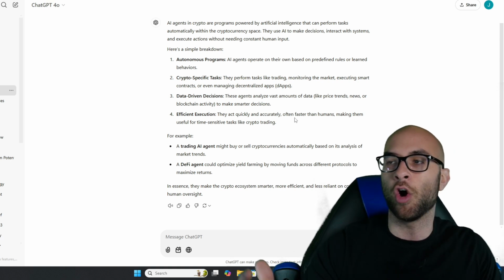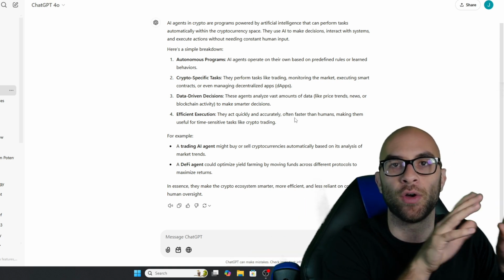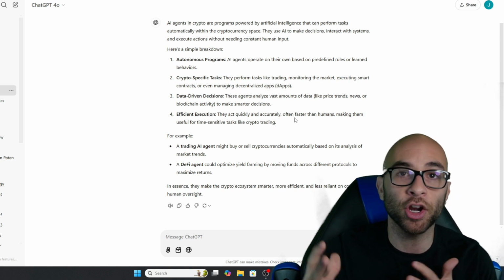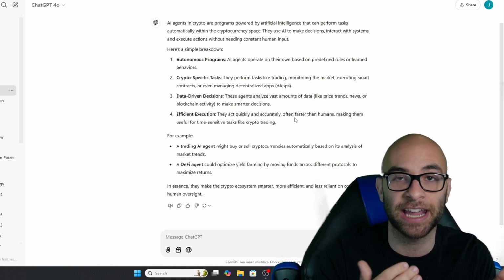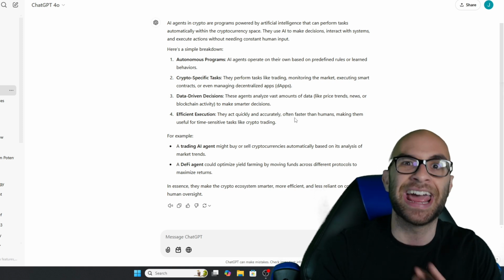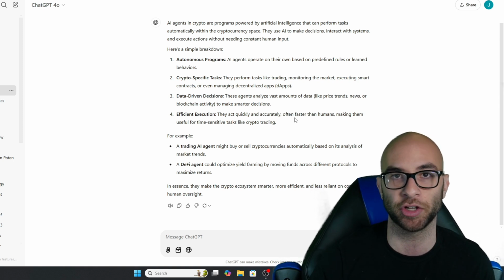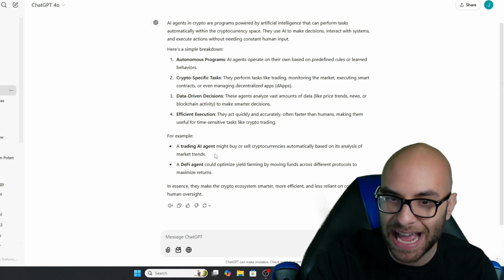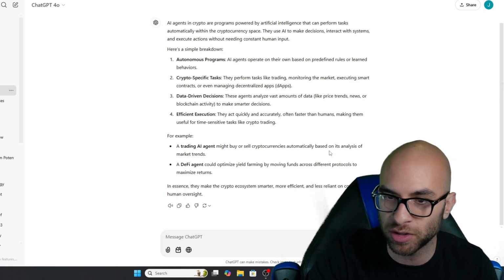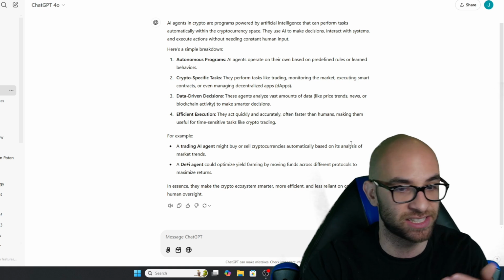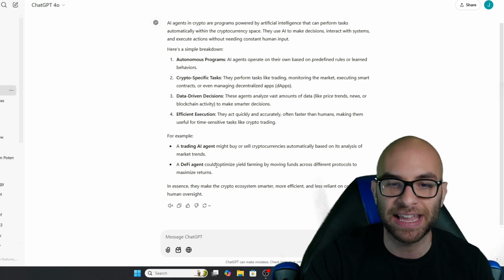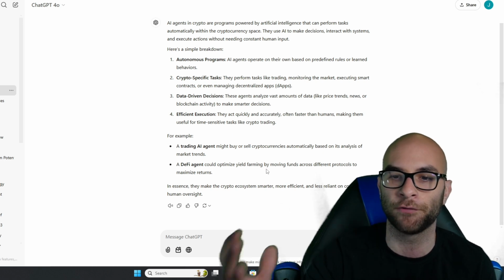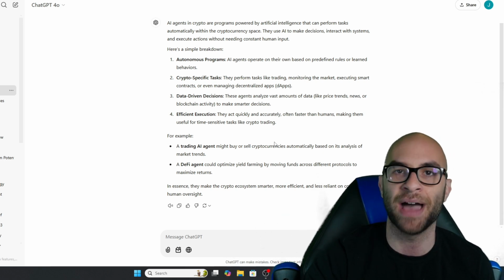So it's not like, oh my God, this token is going up, let me go and type in my password and buy it. Instead, this bot could have been monitoring for different key indicators or key events to happen, and then it'll automatically execute that transaction on your behalf. So a couple examples of this: a trading AI agent might buy or sell cryptos automatically based on the analysis of market trends, and you could have a DeFi agent optimize yield farming strategies by moving your funds across different protocols to maximize returns.